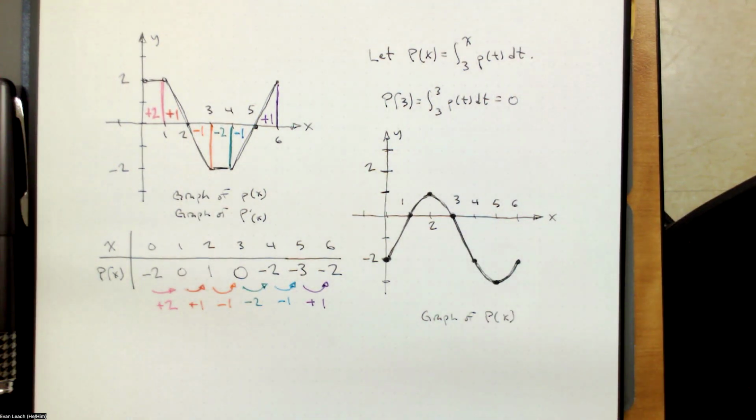And then from 4 to 6, we see the derivative is increasing, so we'll draw something concave up. Main thing we want to see is that when I say capital P of X is the definite integral from 3 to X of P of T dt, that is me establishing capital P as an antiderivative of the given graph.